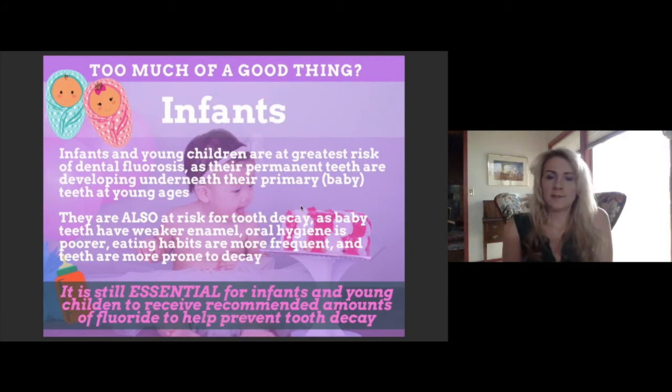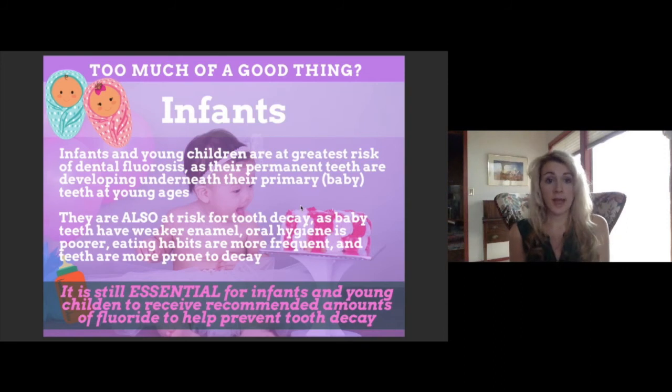So, too much of a good thing: infants. When we think of infants, these are typically the members of our population who are at risk of fluorosis, or having too much fluoride. Their permanent teeth are developing underneath their baby teeth at a very, very young age, and they're what we call calcifying, or hardening. That enamel is forming, and it certainly does require an adequate amount of fluoride, or would benefit from that, but we definitely don't want too much.